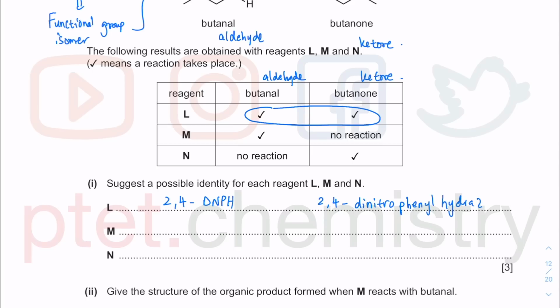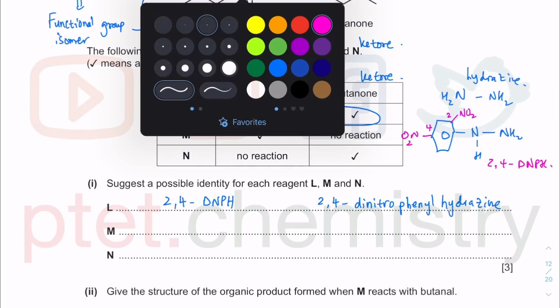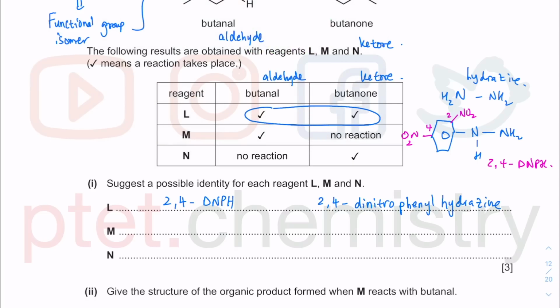2,4-dinitrophenylhydrazine. If we know that hydrazine is NH2NH2, this is just your typical hydrazine, but then you replace one of the H with this benzene group, a phenyl, and then you add on a NO2 at position 2, and then you add on another NO2 at position 4. So 2,4-dinitrophenylhydrazine, that is your 2,4-DNPH. That will give you an orange ppt with both aldehydes and ketones, following a condensation reaction. Condensation as stated in the AS syllabus.